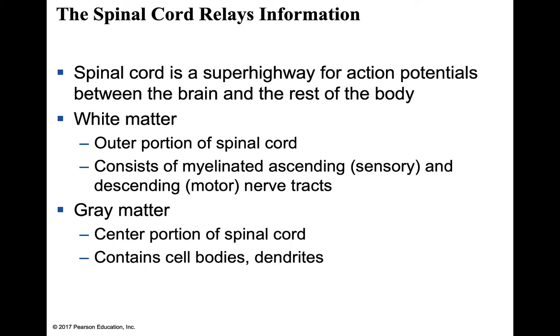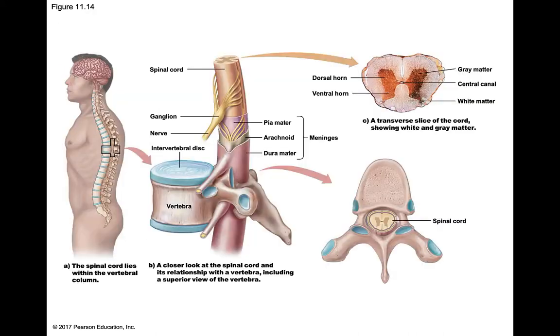And then I have the gray matter, and specific to the spinal cord, this is the central portion of the spinal cord, and this is where you're actually going to find the cell bodies and dendrites of the neurons that are found within the central nervous system.